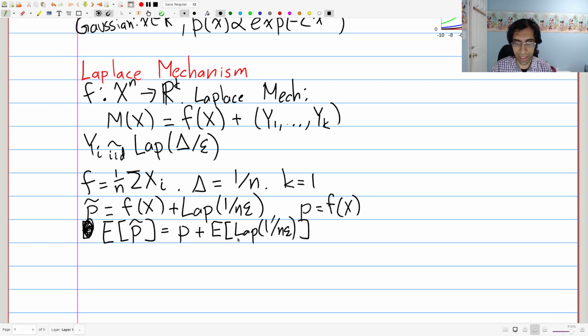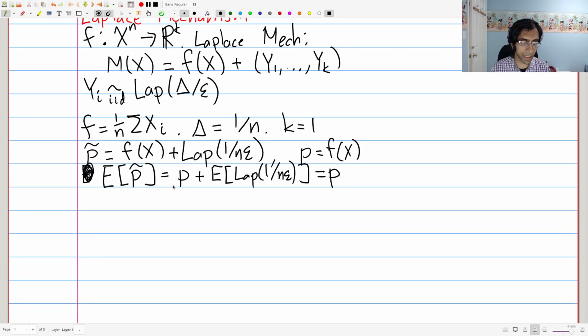But the thing is, we said that this Laplace random variable will have expectation 0. So this is equal to P. So in other words, we can see that this estimator, the statistic we defined, is an unbiased estimate of this P. Okay, so that's the expectation.